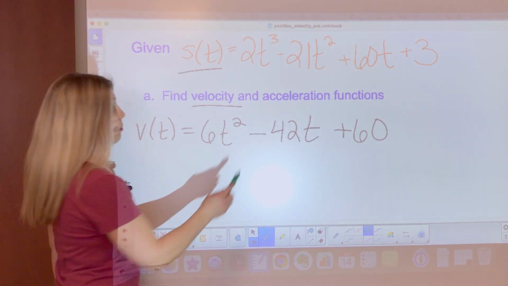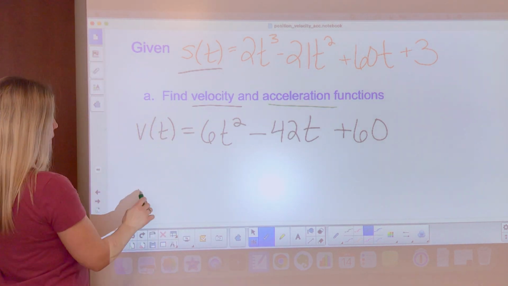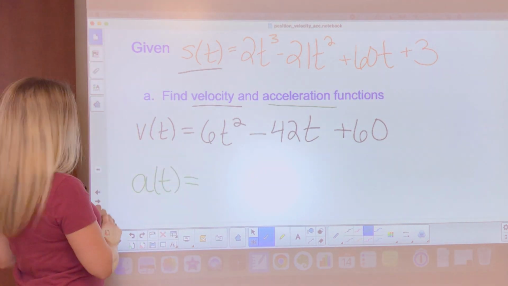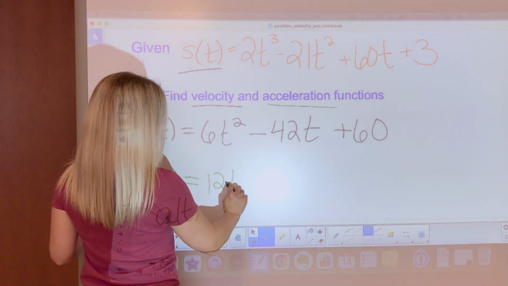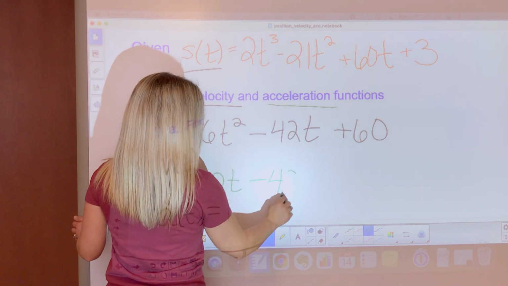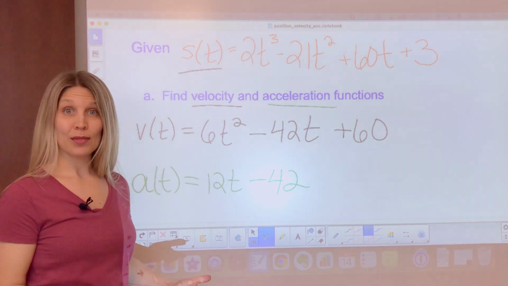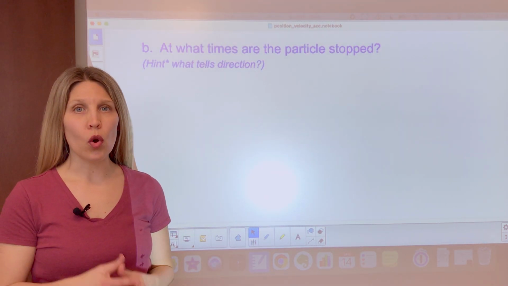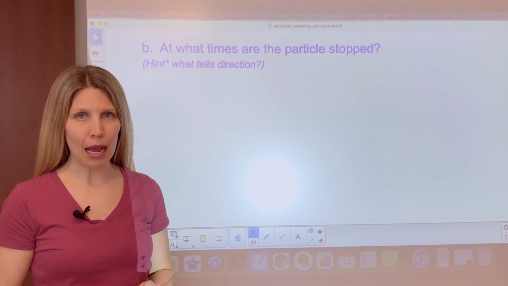Now let's do our acceleration. I'll do that in green. So again, acceleration now, we're just going to be taking the derivative of our velocity equation. 12t minus 42. There we go. Part A, done. Now the second part wants to know when you have stopped.